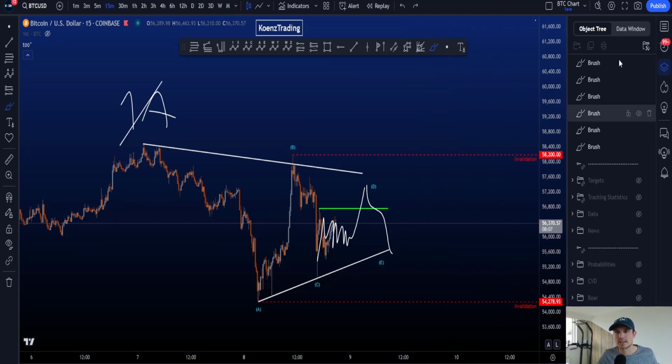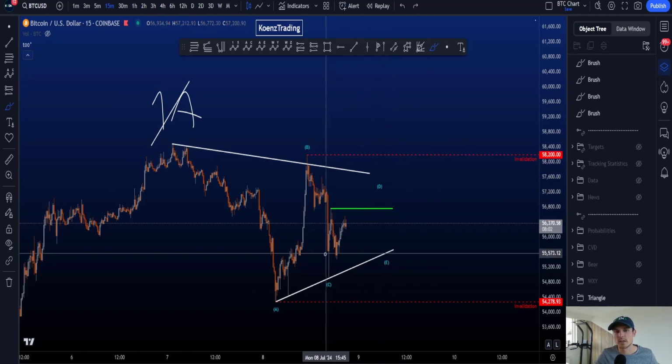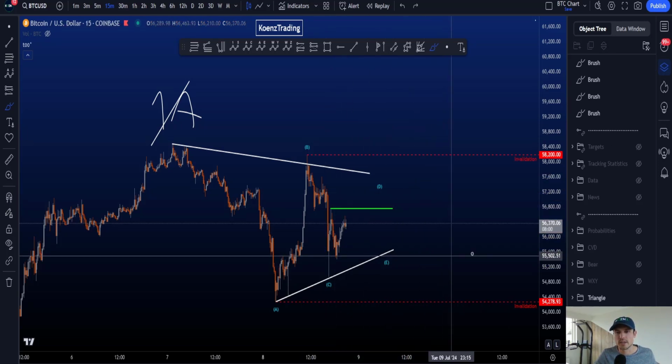But what you can see is that in this case, you're still going to be looking for price to move towards the upside after a continuation of the range, right?